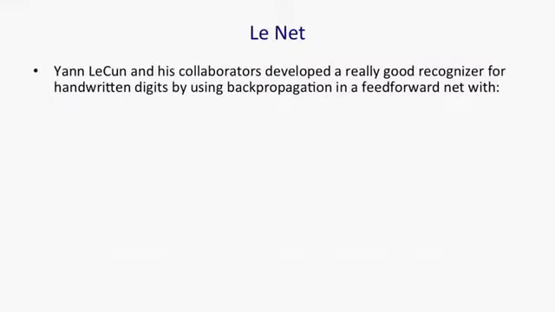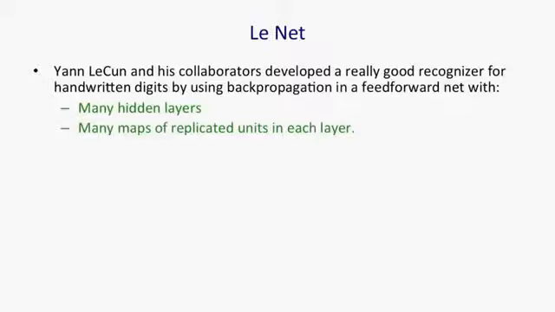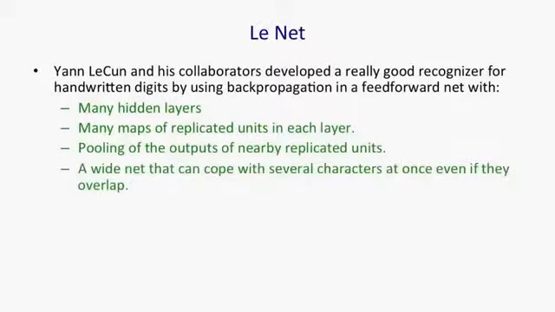So the first impressive example of a convolutional neural net was done by Yann LeCun and his collaborators, who developed a really good recognizer for handwritten digits. Their net had many hidden layers. In each layer it had many maps of replicated units, and it had pooling between layers, so you pool adjacent replicated units before you send them to the next layer. They also used a wide net that could cope with several characters at once, and that would work even if the characters overlapped, so you didn't have to segment out individual characters before you fed them to their net.